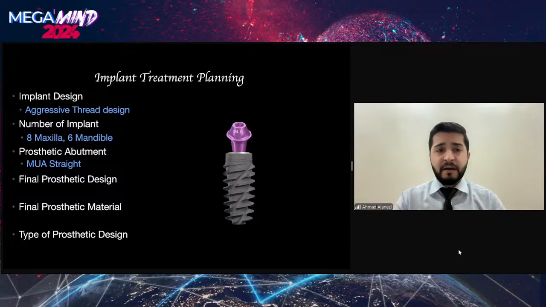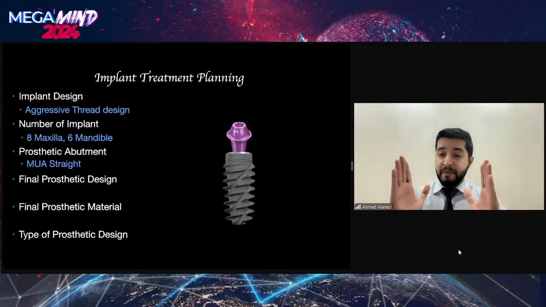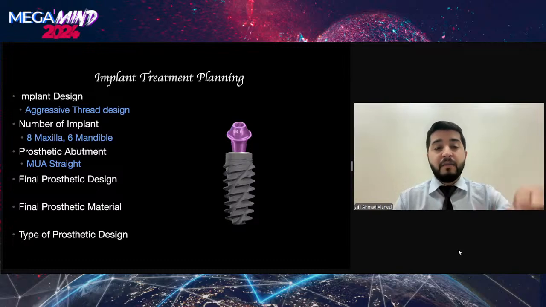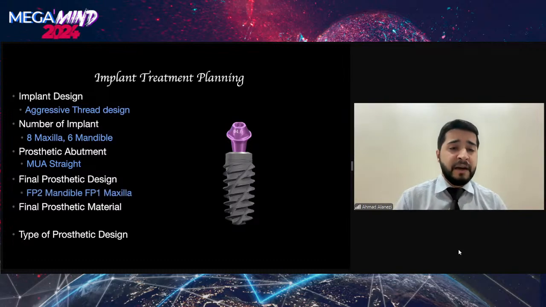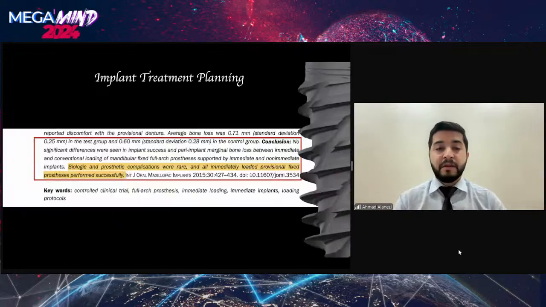And I'll show you an article by my program director, Dr. Gulucci, saying that different types of abutment design will negatively impact the marginal bone loss around it. The final prosthetic design will be FP2 in the mandible and FP1 in the maxilla. The final prosthetic material will be monolithic zirconia, and the type of the prosthesis, as we discussed, segmented in the upper and splinted in the lower.